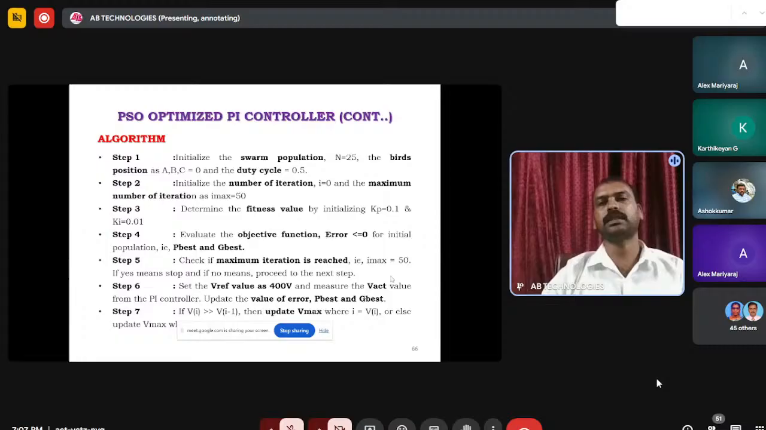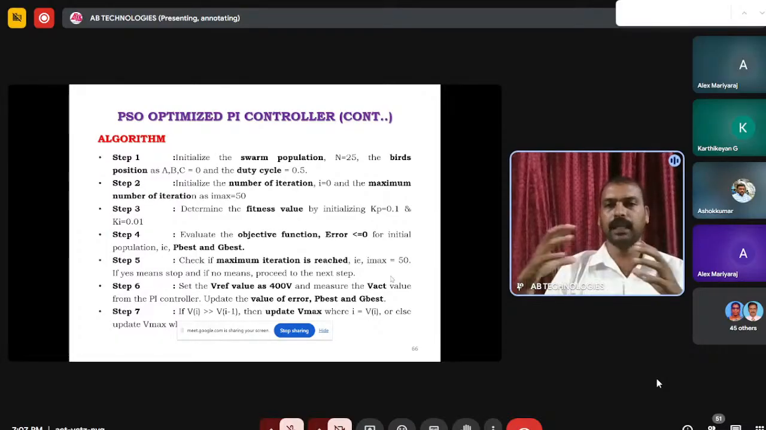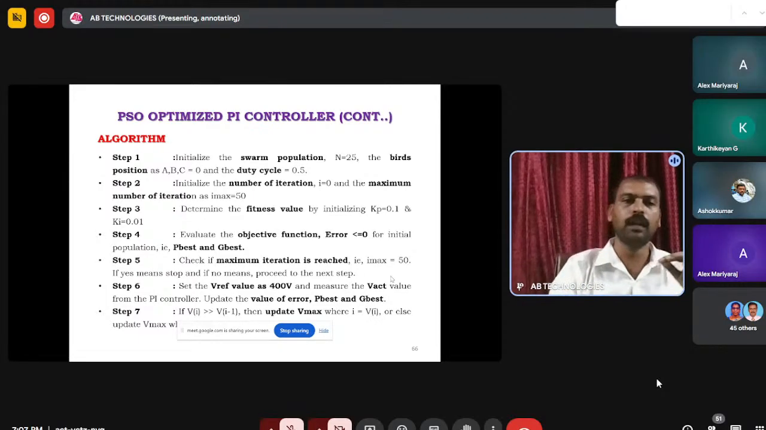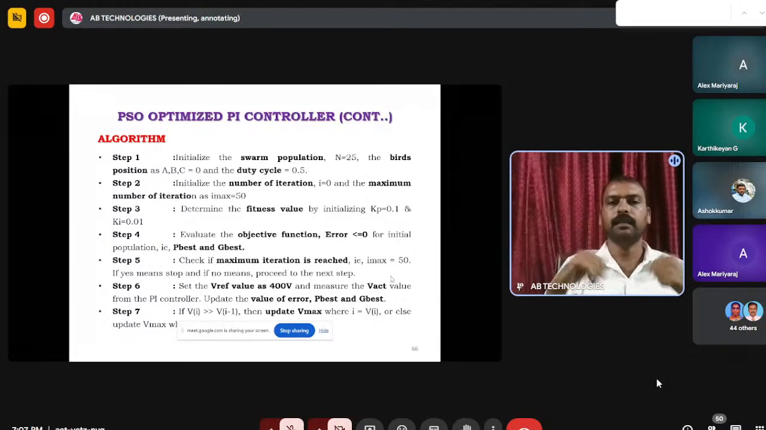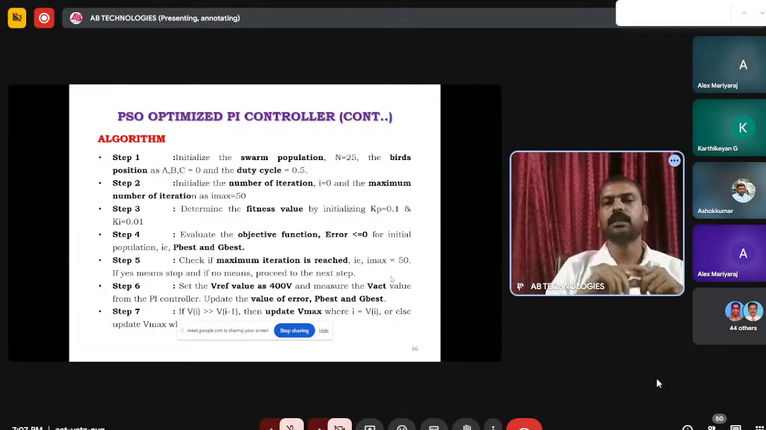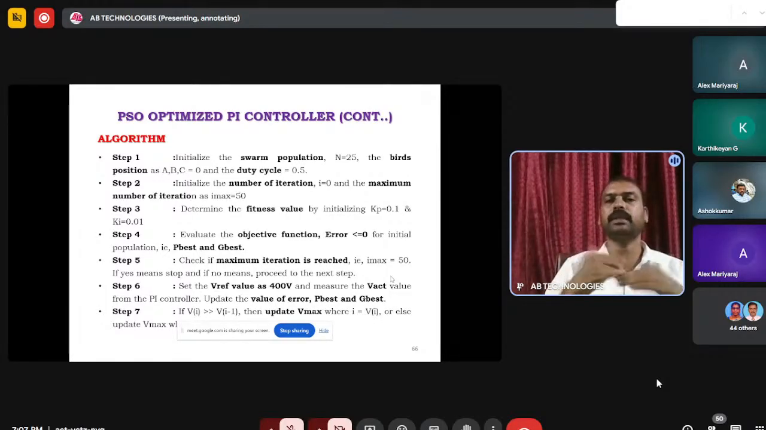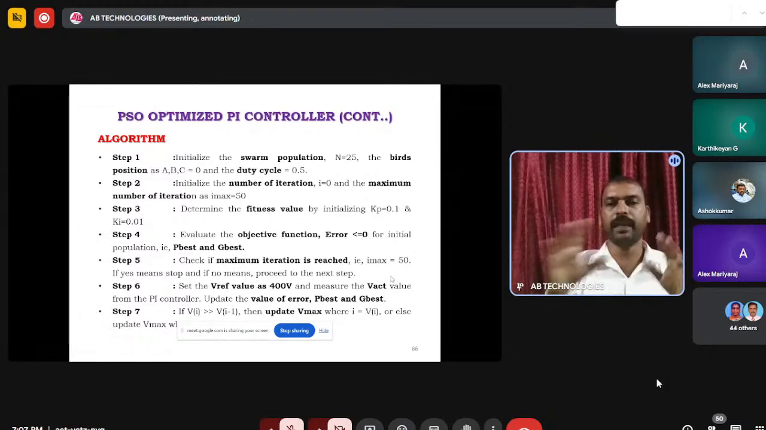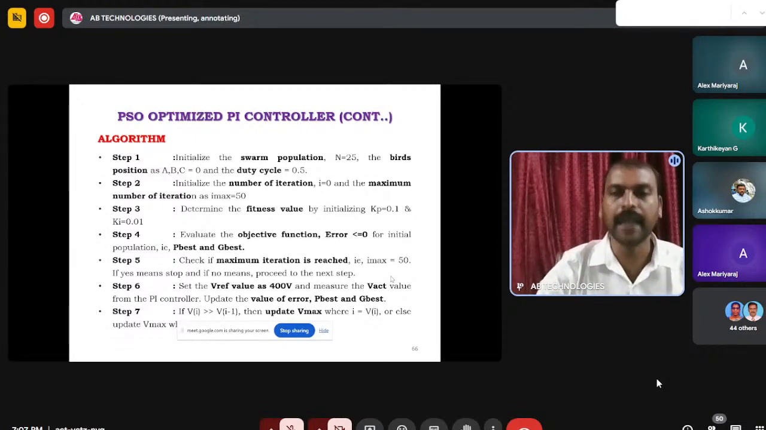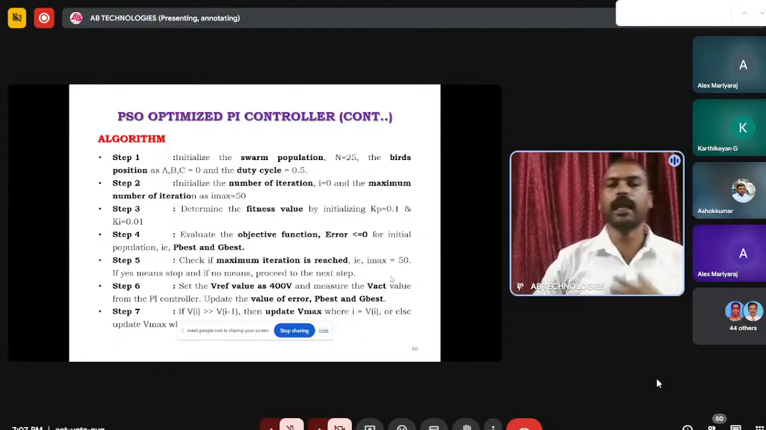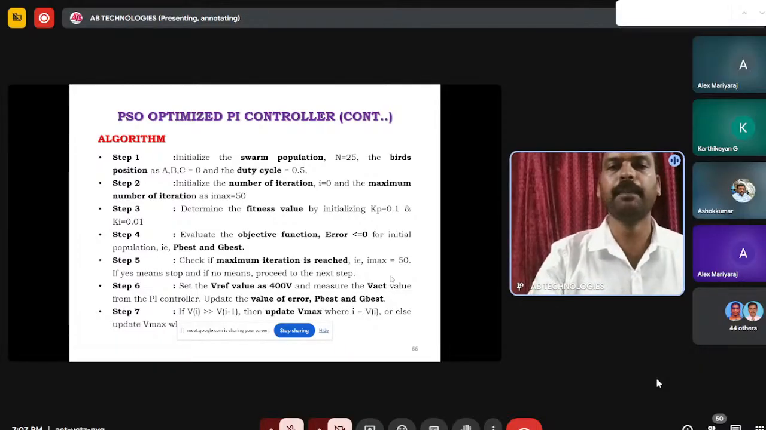So this is the common step. First we have to initialize the size of the population, then we assign the initial duty cycle and the number of iterations, then we compare the reference and actual. If the error is there, then we have to update the P best and the G best. What is P best? It is the KP value, and G best means the KA value. Within 50 iterations, almost we will get 0 error. So that particular G best and P best is fixed as the KP and KA value.